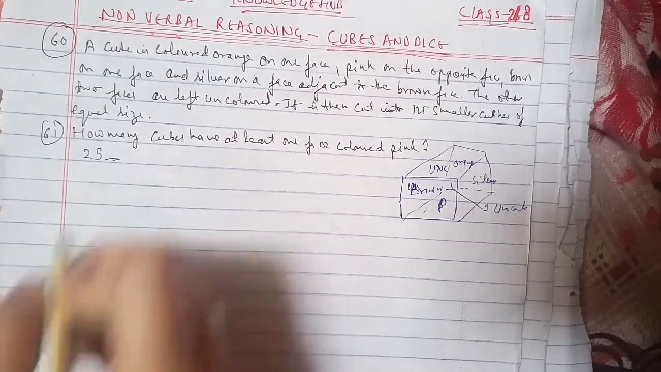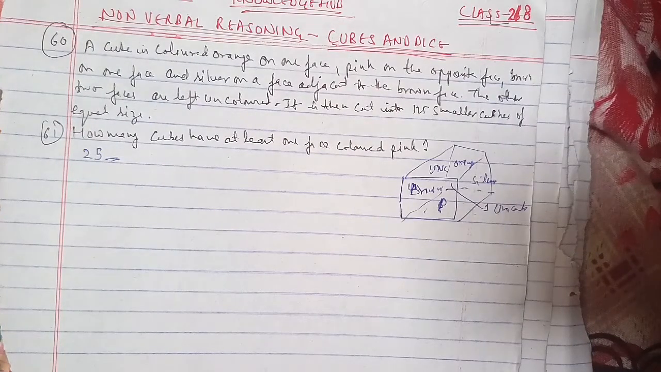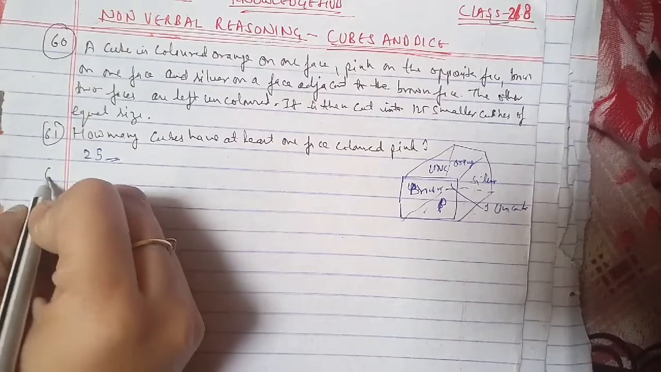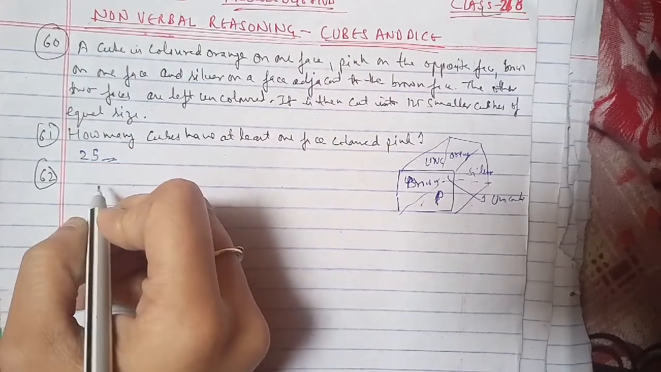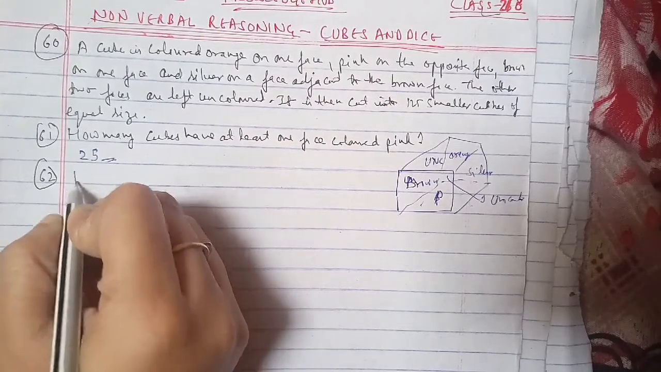So 25 will be the right answer for the same. Let's go ahead with another important question that we have to talk about. It's your 62nd question. The question is, how many cubes have all the faces uncolored?